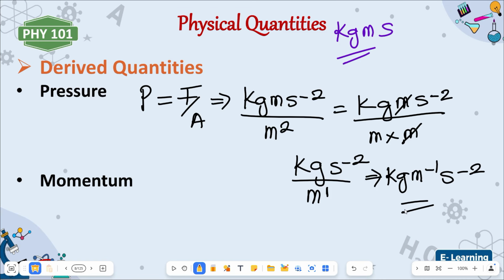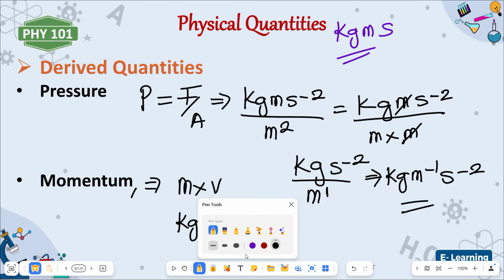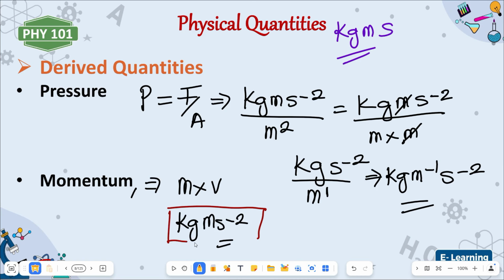All right. The next one is momentum. Momentum. The formula for momentum is mass times velocity. The SI unit for mass is kg. The SI unit for velocity is meter per second. So momentum is kg meter per second. Please take note of it. Very, very important.